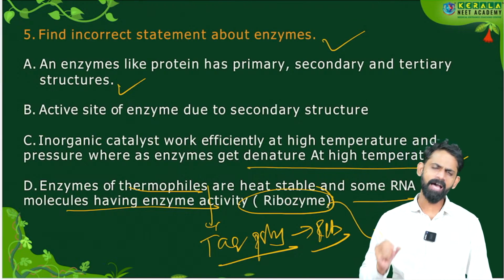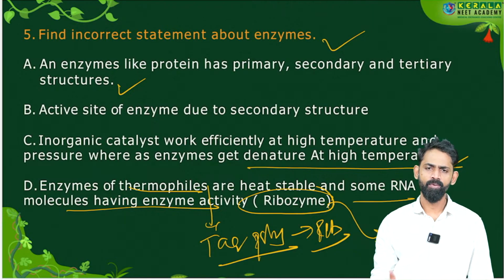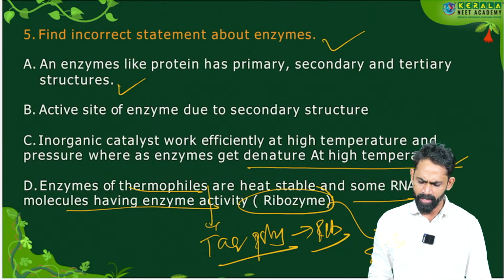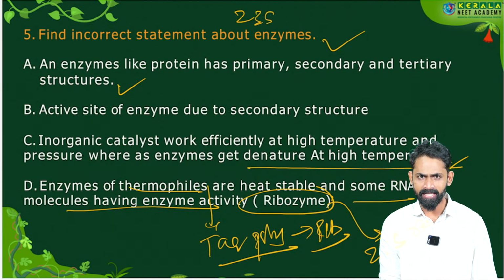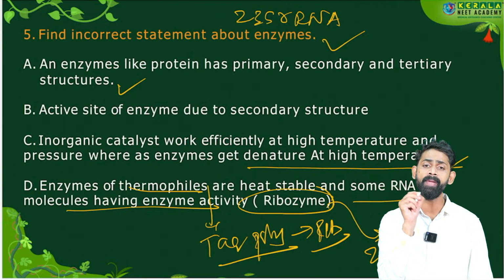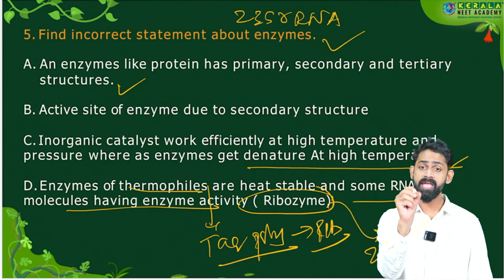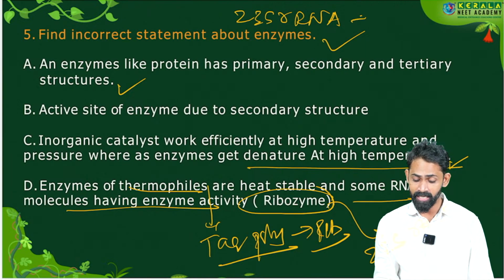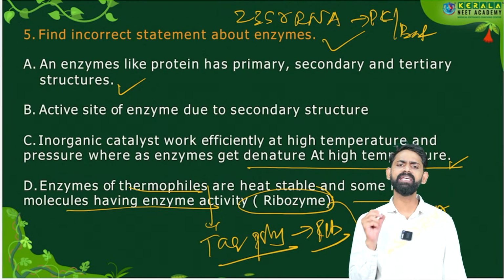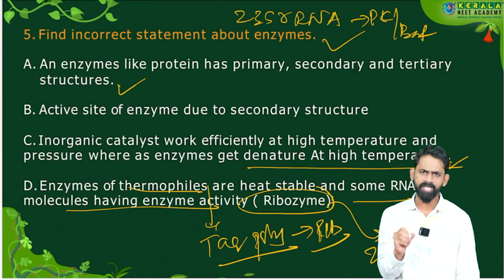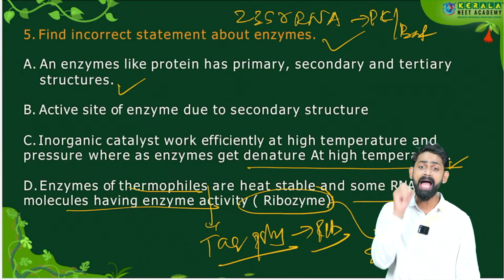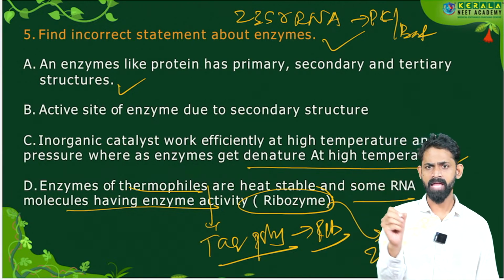So in our total syllabus of +1 and +2, there is only one example of ribozyme. If you remember, 23S rRNA. 23S rRNA is responsible for the formation of the peptide bond. That is important. Plus, this is only in the prokaryotes or bacteria. So, 23S rRNA is an example of ribozyme. This enzyme is responsible for the formation of the peptide bond in bacteria. That is important.